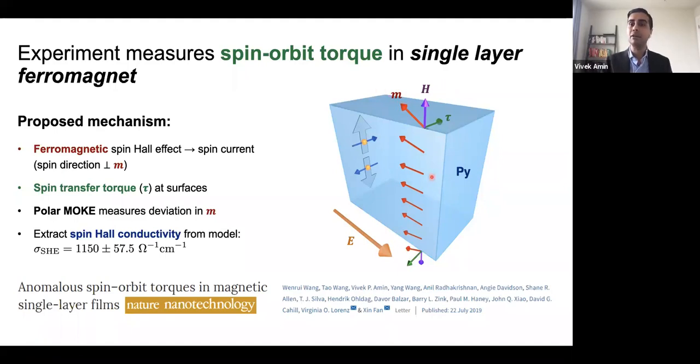And so we could observe that optically here through polar magneto-optical Kerr effect through a deviation in the magnetization, and then using a fairly simple model, get a lower bound estimate for what the spin current had to be in the bulk, which would generate that type of deviation. And that's what was done in this experiment. And the spin Hall conductivity, which was found, was about 1,000 inverse ohm inverse centimeters, which at least agrees in order of magnitude with the calculations of the intrinsic spin currents, which I showed earlier.